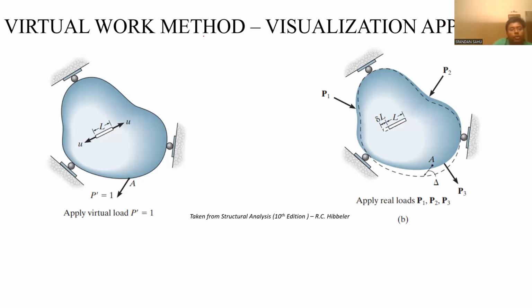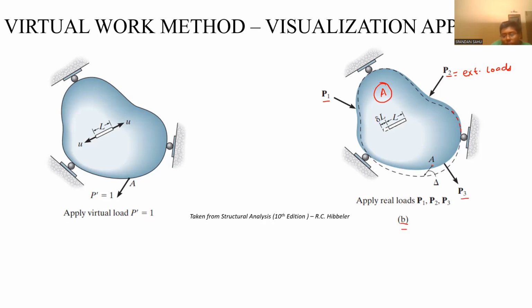So today we will discuss the virtual work method. Come to figure B first. Suppose A is a rigid body where P1, P2 and P3 are the external loads acting on this body A. When those loads act, the body will try to deform. Let the deformation occur like this, which is shown by this dotted line.